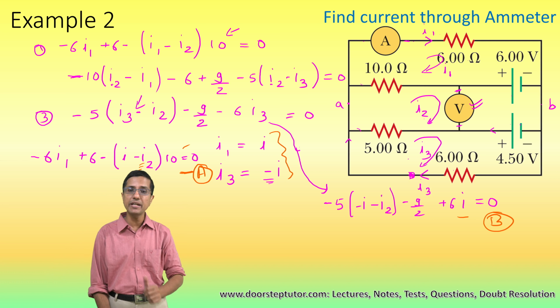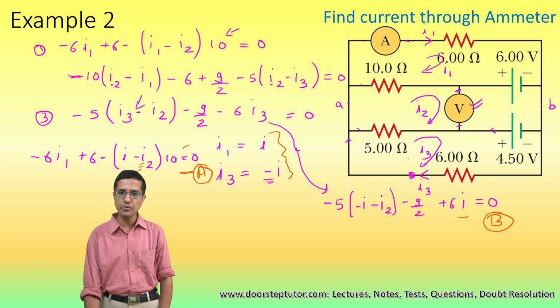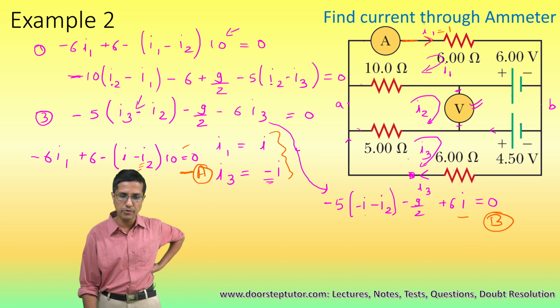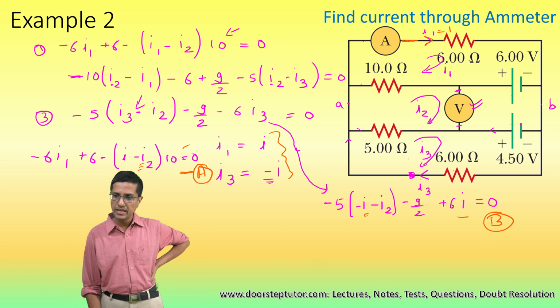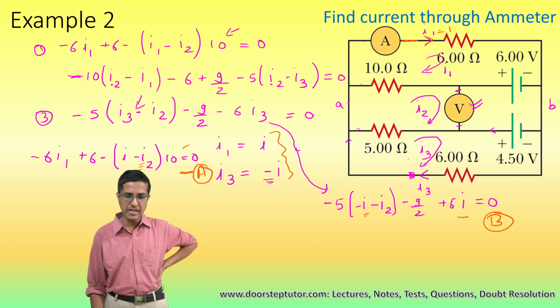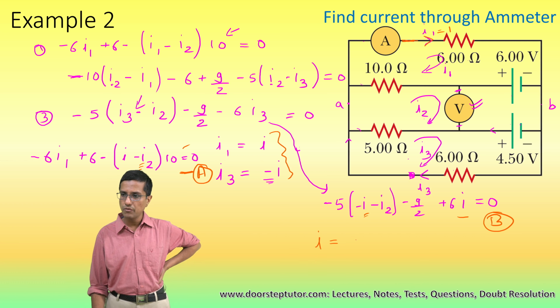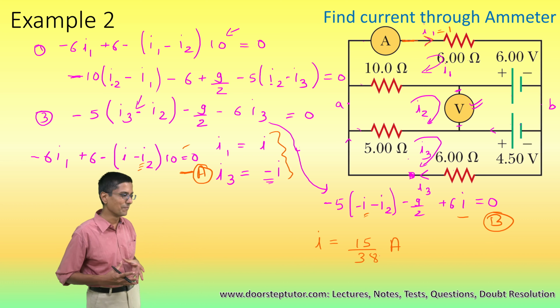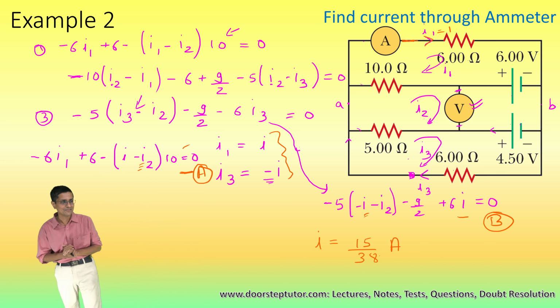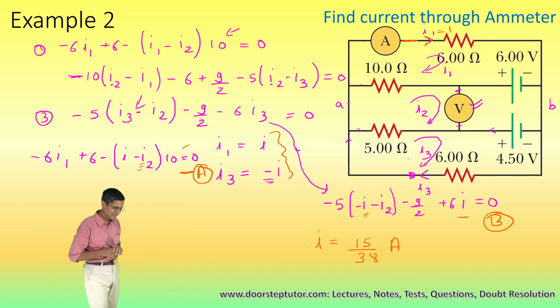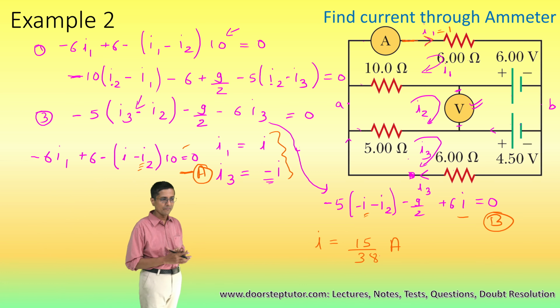So now I can solve these two equations in two unknowns. I will try to eliminate I2 because this is what I want to find out. I want to find out the value of I. See, I1 is equal to I. So that is what I want to find out. If you eliminate I2, your I would come out to be 15 by 38 ampere. You can solve it yourself because by now I know that you have really become an expert in solving simultaneous equations, multiple equations in multiple variables, but this is the answer.